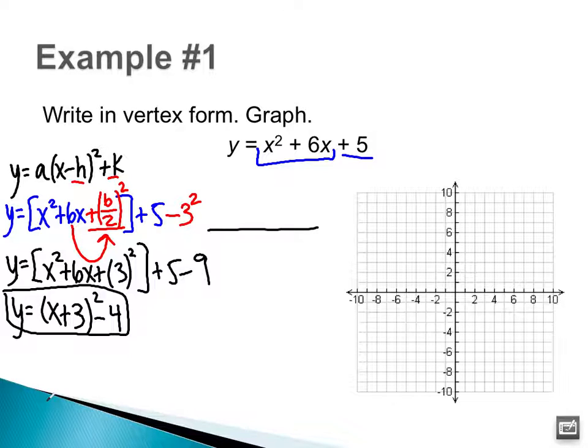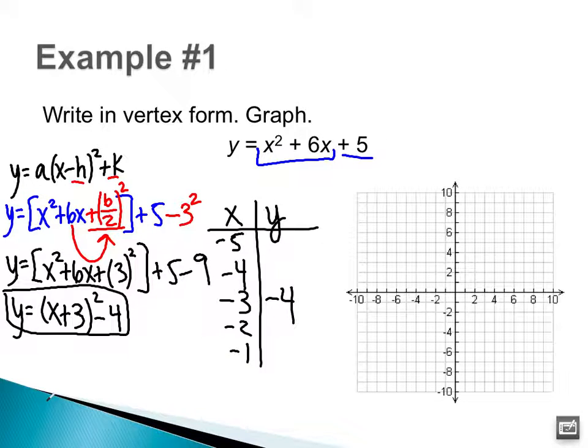So I'm going to make myself a table. The vertex is negative 3, negative 4. So I'm also going to substitute in negative 4, negative 5, negative 2, negative 1. If I substitute in negative 2, I have negative 2, add 3, squared, subtract 4. So that ends up being 1 subtract 4, which is negative 3. Because of the symmetry of the parabola, remember that these two y's are going to match.